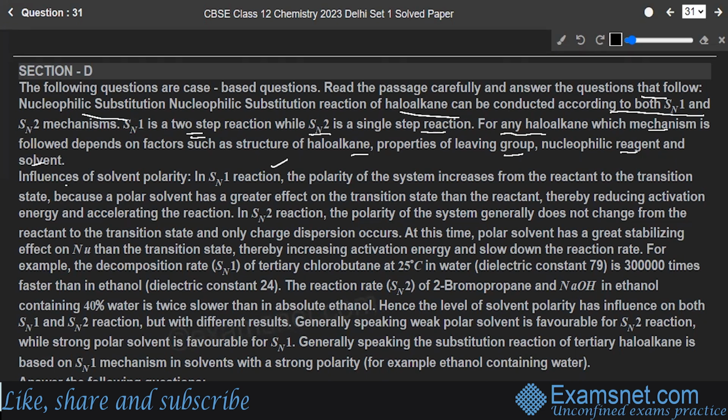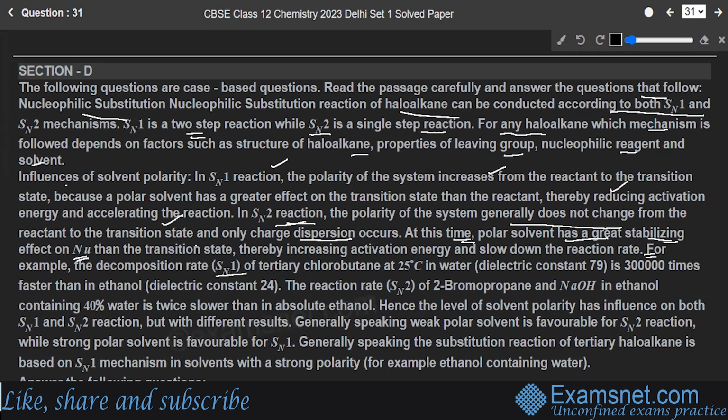The polarity of the system increases from the reactant to the transition state, because a polar solvent has greater effect on the transition state than the reactant, thereby reducing activation energy and accelerating the reaction. In SN2 reaction, the polarity of the system generally does not change from the reactant to the transition state. Only the charge dispersion occurs. At this time, the polar solvent has a greater stabilizing effect on Nu than the transition state, thereby increasing activation energy and slowing down the reaction rate.